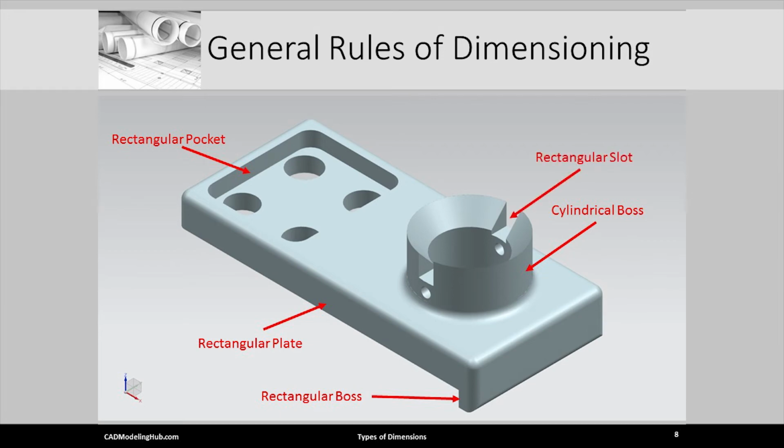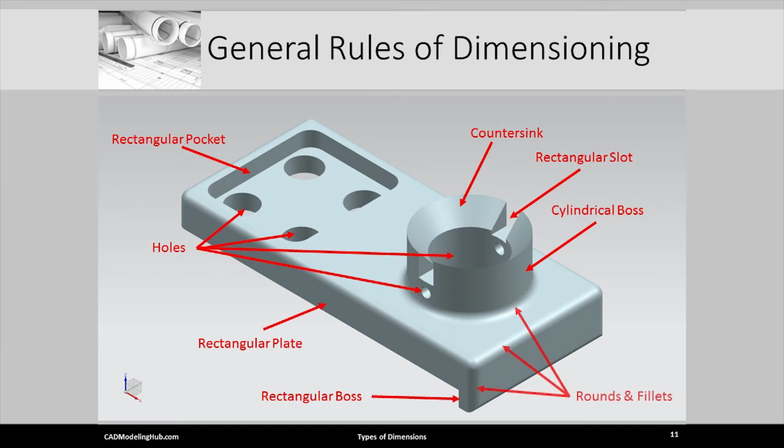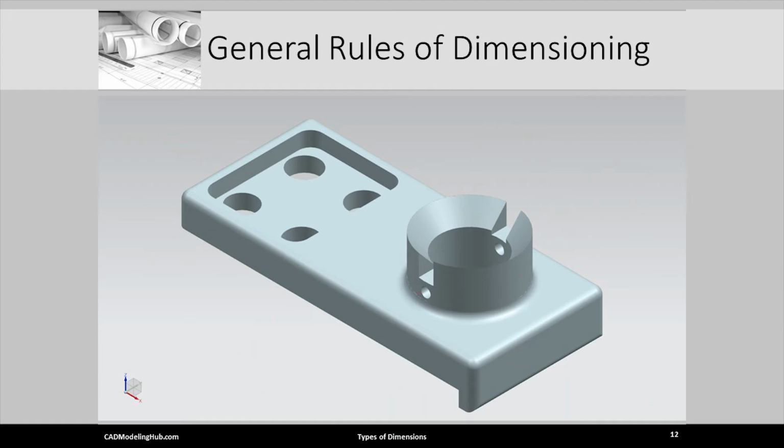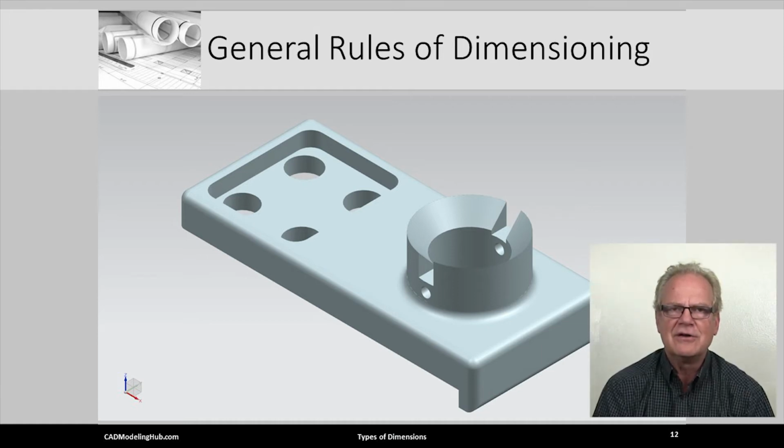From the cylindrical boss feature, a rectangular slot feature was subtracted. Hole features were subtracted from the plate and cylindrical boss features. Finally, rounds and fillet features were added to smooth the edges and intersections of the united features. So the problem that arises once a model has been created is, how does a designer, modeler, and/or engineer communicate to the manufacturer or supplier what is represented by the model?